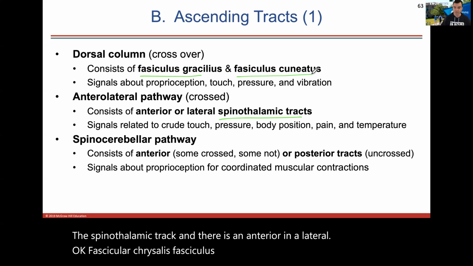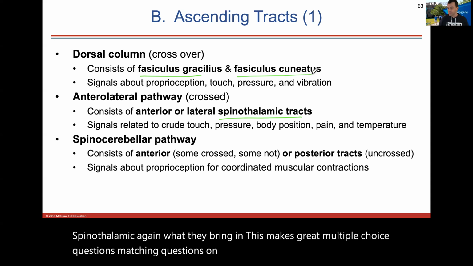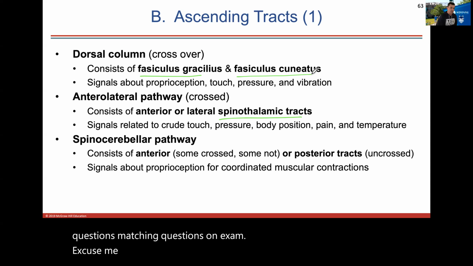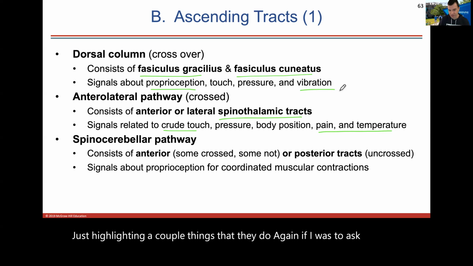All right, spinothalamic. Again, what they bring in. This makes great multiple choice questions, matching questions on an exam. I'm just highlighting a couple things that they do. Again, if I was to ask this, those would probably be the distractors that I would put.